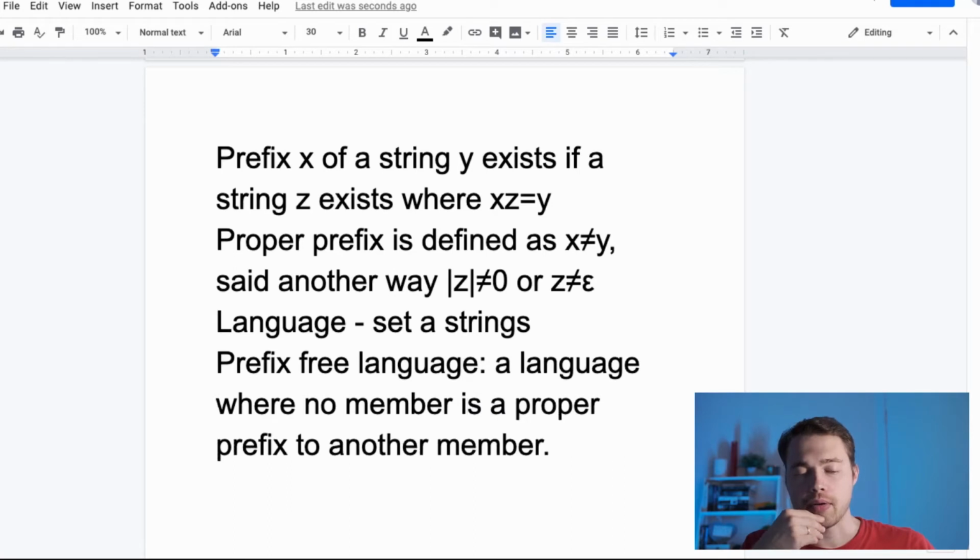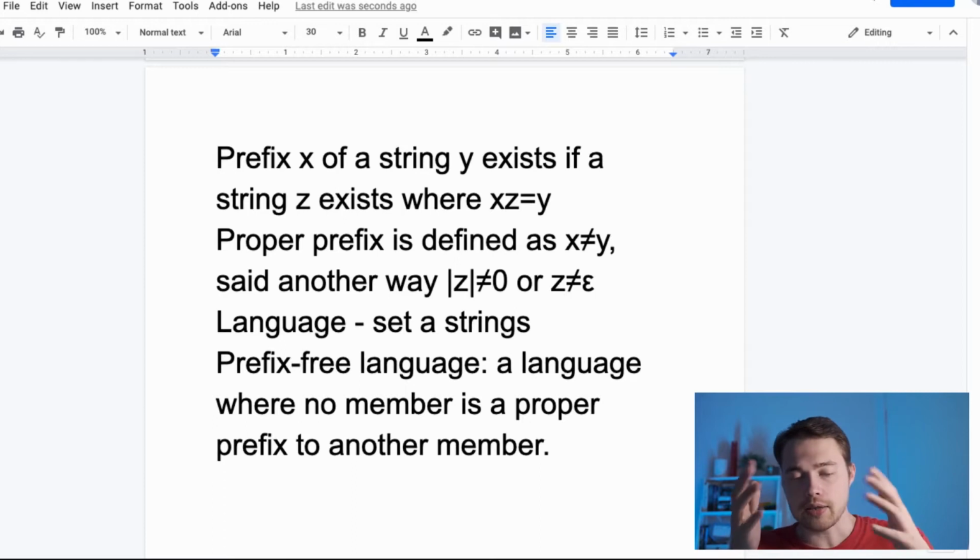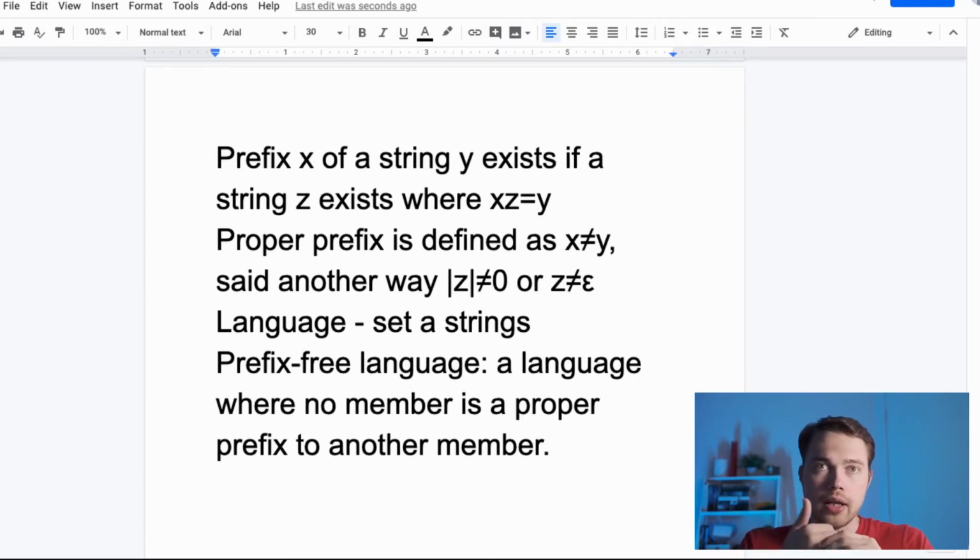So prefix-free language, I think that there should be a hyphen. Prefix-free language is a language where no member is a proper prefix of another member. Again, a language is a set of strings, right? And you can technically find one string and prove that it is a proper prefix of some other string in that language. If it is possible to do, then this language will not be prefix-free.